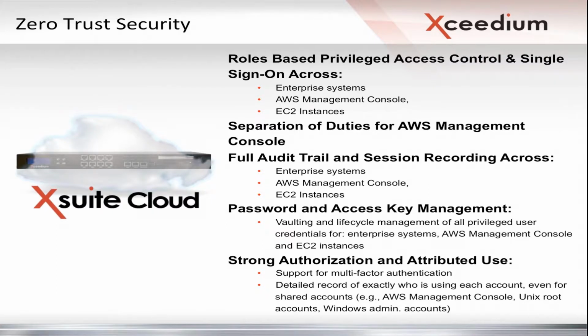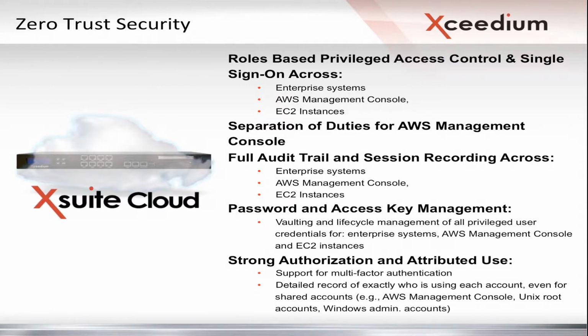With separation of duties, well, the Amazon team has done quite a good job building up an infrastructure, an API on their side, to provide separation of duties in the management console. They call it the Identity and Access Management infrastructure. And what we do is we allow you to enforce IAM roles from Xsuite Cloud. And we'll show you exactly how that works when we get over to the demo. As you might expect, full audit trail. We do the session recordings across all of the things that we talked about, including the management console. We can record those sessions as well.